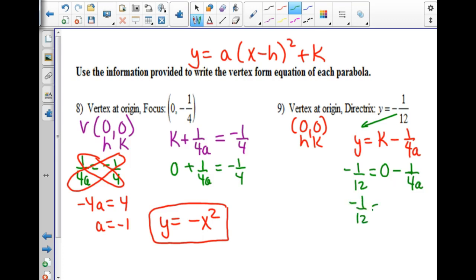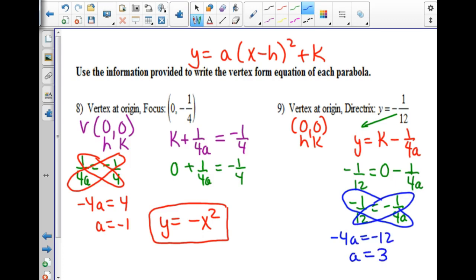Negative 1/12 equals negative 1 over 4a. Cross products are equal. So that'd be negative 4 times a equals negative 12. Divide both sides by negative 4. A is 3. So this equation's just y equals 3x squared.